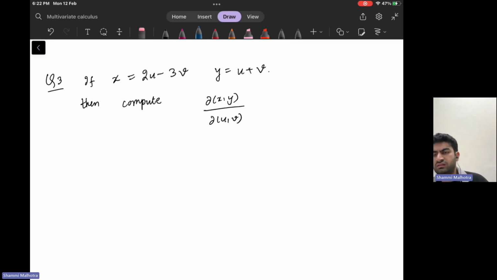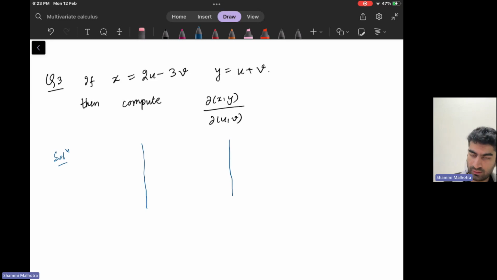So one of the methods to remember what exactly this expression is: what can I do? It is a determinant which I have to evaluate. How do I evaluate it? This will be a 2 cross 2 determinant, and since in the denominator I have u and v, I have to take partial derivatives with respect to u and v only, and the functions we differentiate are x and y only.